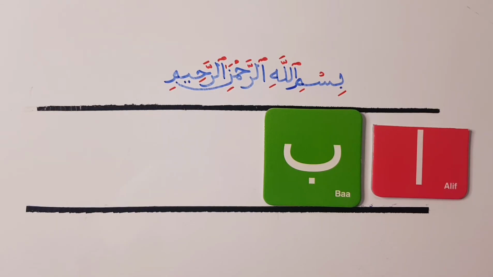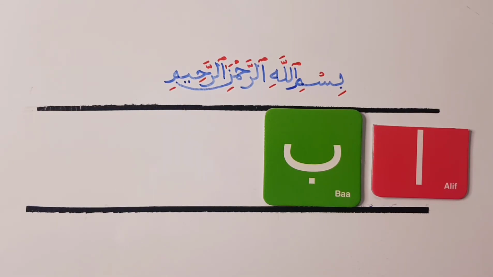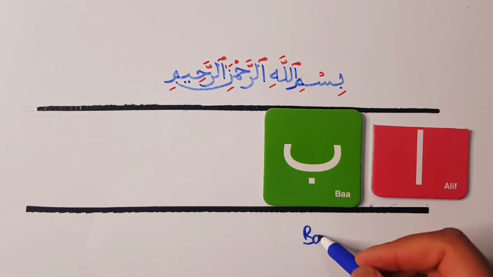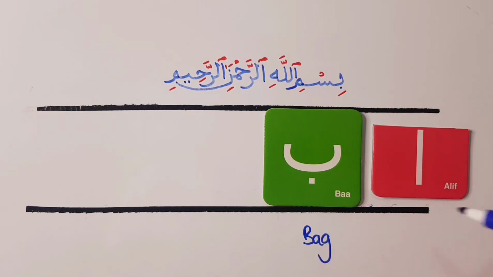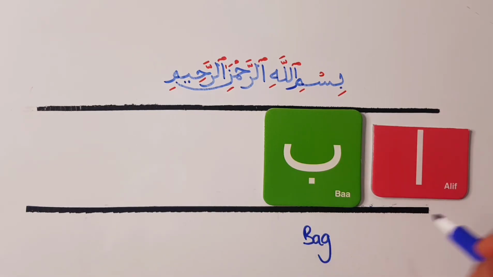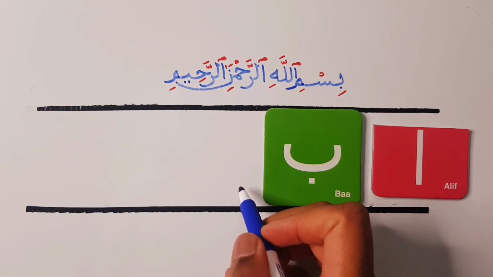And once you release, it makes the sound ba, ba. And this is exactly the same sound that you get when you say this word. Bag, ba, ba, bag, ba, bag. In terms of writing the ba, then we take it in 3 steps.